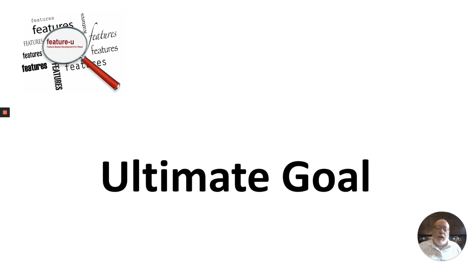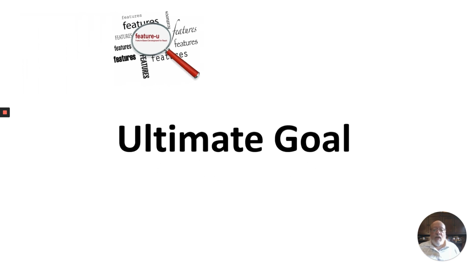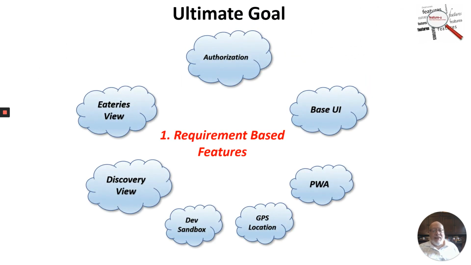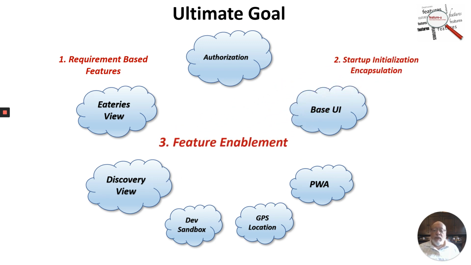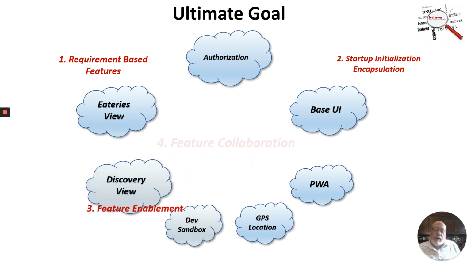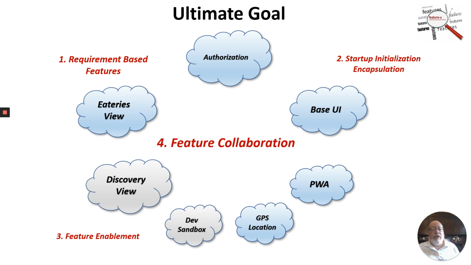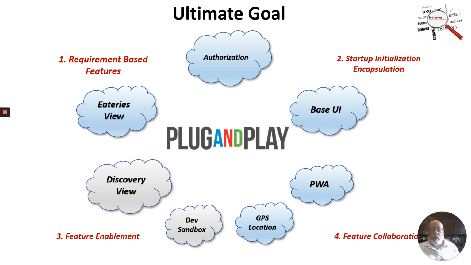So here's the bottom line of what we are trying to achieve. If we can modularize our application into features that are requirements-based and encapsulate our startup initialization within the feature that requires it, and support a runtime enablement and disablement of our features, and most importantly, if we can provide a mechanism for cross-feature collaboration in an extendable way, then we can achieve our ultimate goal of plug and play, where the mere existence of a feature exudes the characteristics that it implements.